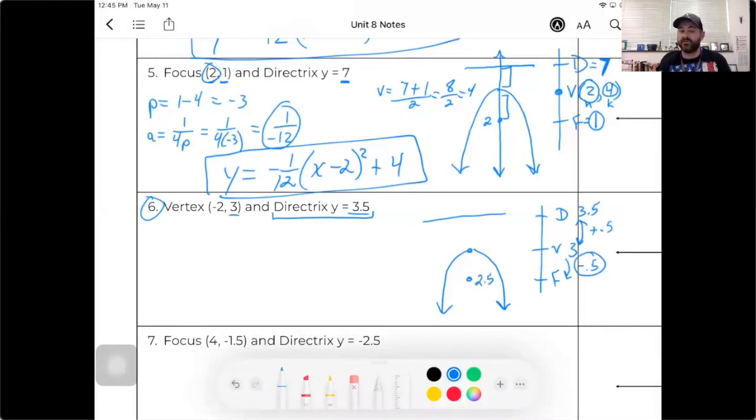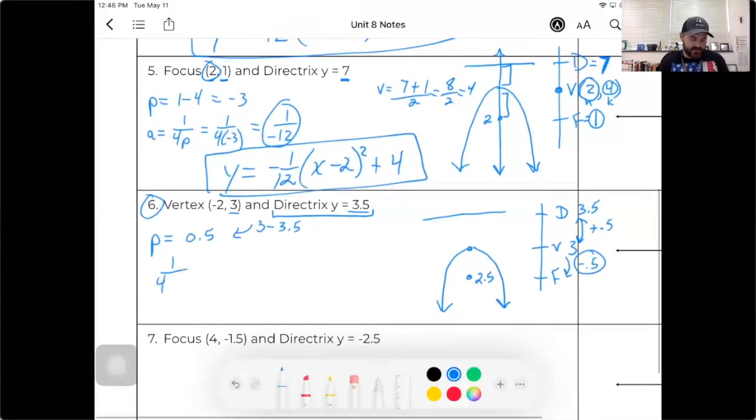Now, I don't really have to have that for the equation. I really just need the p-value. My p-value is 0.5. The difference, again, we found that by doing 3 minus 3.5. So my a value is 1 over 4 times p, which is 1 over 4 times 0.5. Well, 4 times 0.5 is like doing 4 times a half, or 4 divided by 2. So 4 divided by 2 is 2. I remember this is a negative a value because we're opening down. Negative 1/2 is my a value.